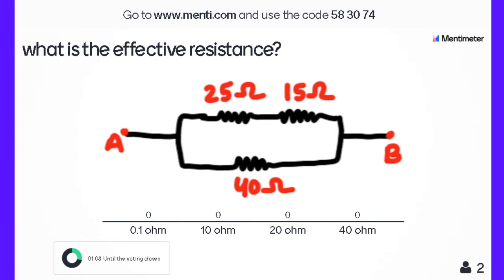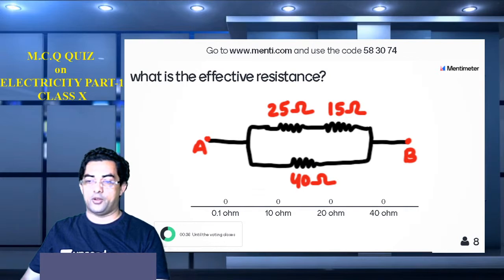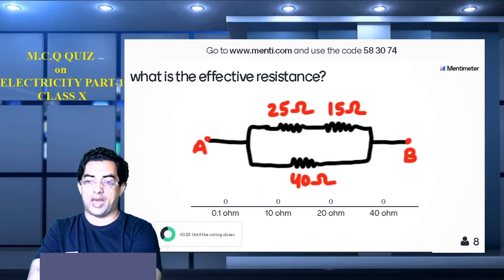Take your own time. We have given you enough time of 90 seconds. You should not go wrong. You have to calculate the effective resistance. You have to first try to find out whether it is series in parallel or parallel in series. I guess this time it is series inside a parallel, right?